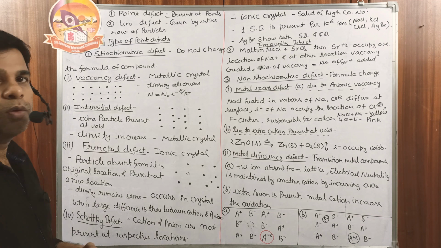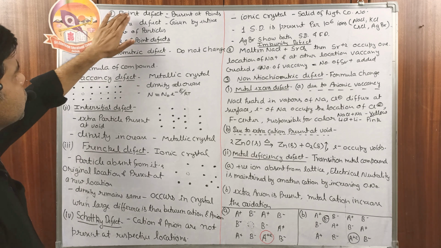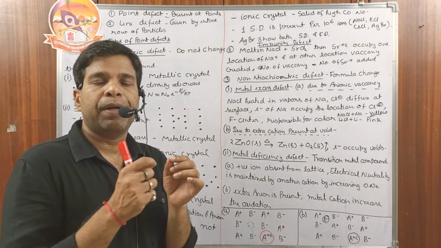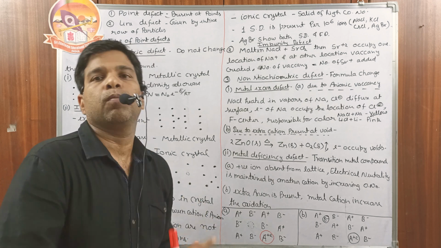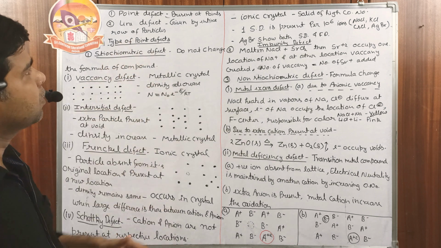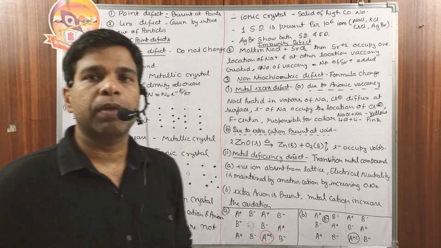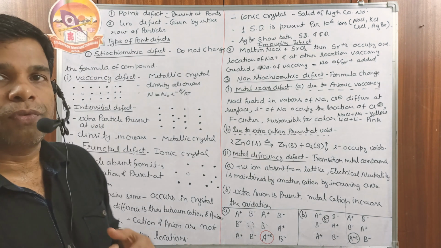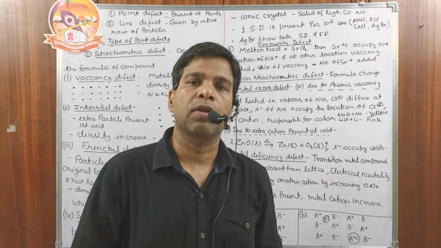We have mainly two types of defect. First one is the point defect. Point defect is only present at a particular location, at only one point. Next one is the line defect. Line defect is shown by the entire row of the particles. But in the syllabus, we have only the point defect, not the line defect.